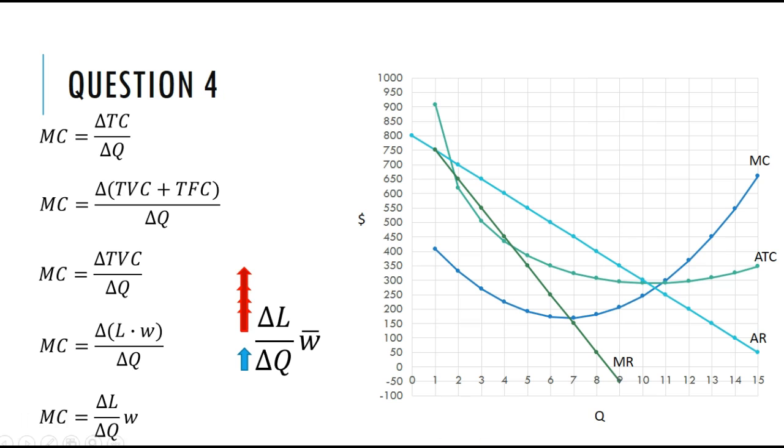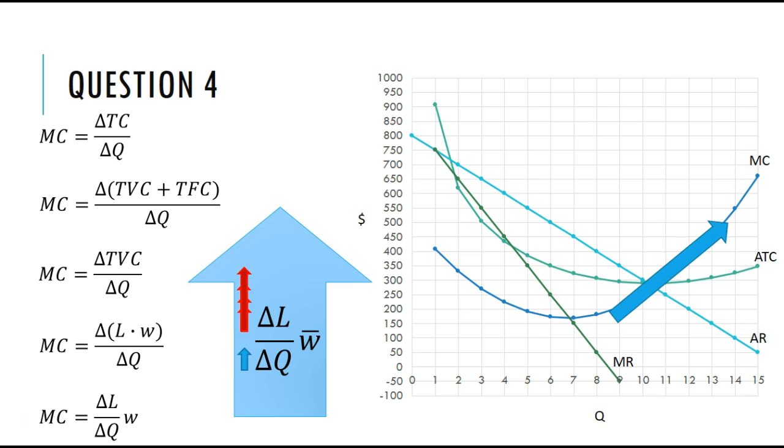Alright, so what's happening to this ratio here, which is showing really the marginal cost? What's happening to that ratio? The denominator is continually rising faster than the numerator. So what's overall happening? It's going up. And that's what's happening to the marginal cost curve. So there you go.